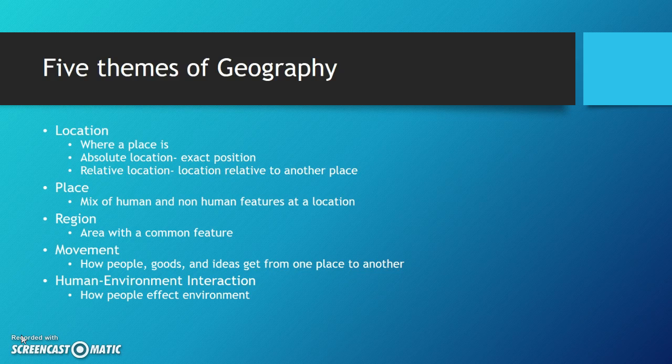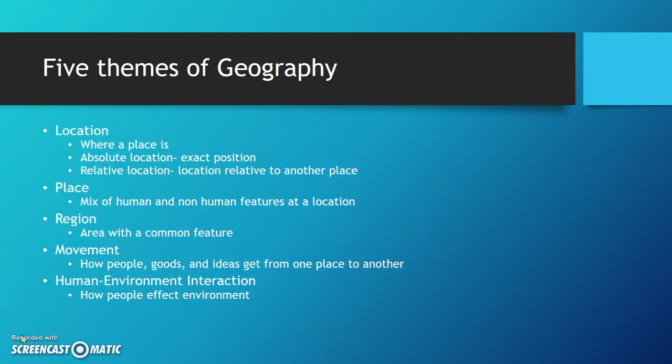The second theme is place, which is a mix of human and non-human features at a location. So place, you would be a part of the place of my classroom, because you are a human feature. Non-human features would be like the desks, or my desk, the smartboard, or the window. The third theme is region, which is basically an area with a common feature. So our school could be a region because we have the common features of we have classrooms.